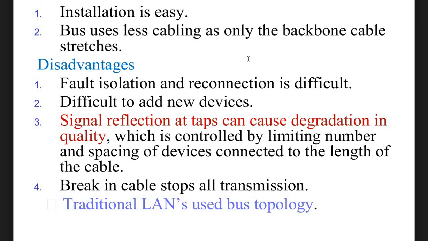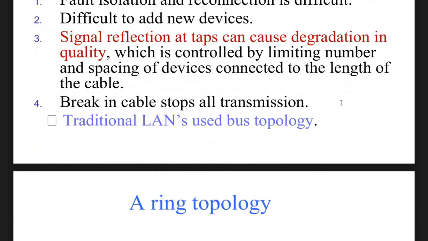Signal reflection at taps can cause degradation in quality, which is controlled by limiting the number and spacing of devices connected to the length of the cable. Any signal issues in the taps will be problematic. So traditional LANs used bus topologies. Later LANs used star topology, though they can use the bus topology as well.